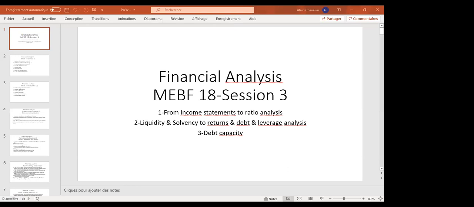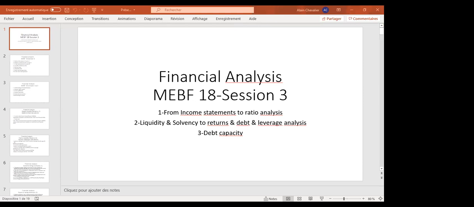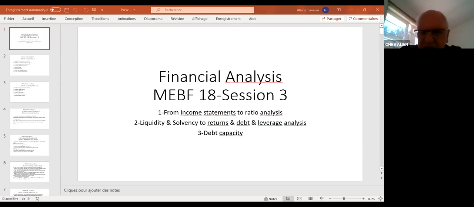So the goal of the session today is to move on ratio analysis, at least more on ratio analysis. We went through liquidity, solvency, and just started saying a few words on returns. So we have to go into the detail of the return analysis before moving into the debt and leverage analysis and valuation and the questions based on operating working capital.